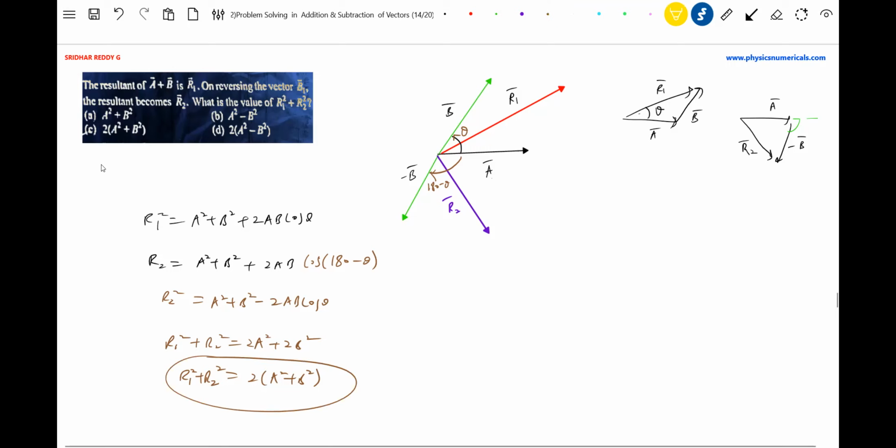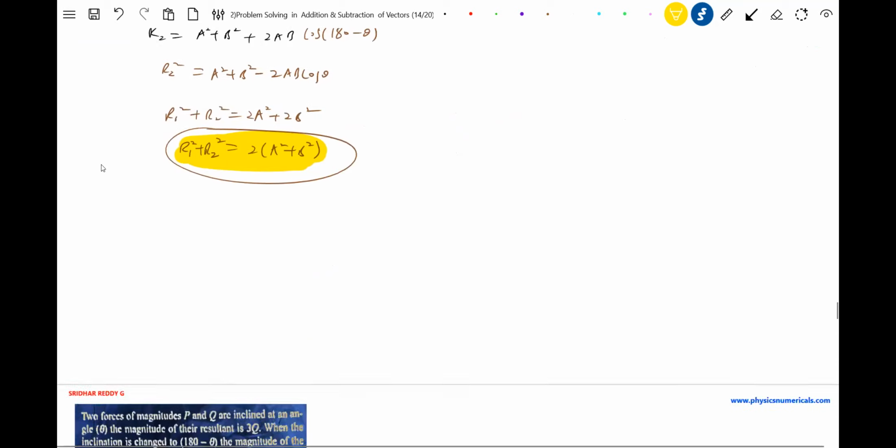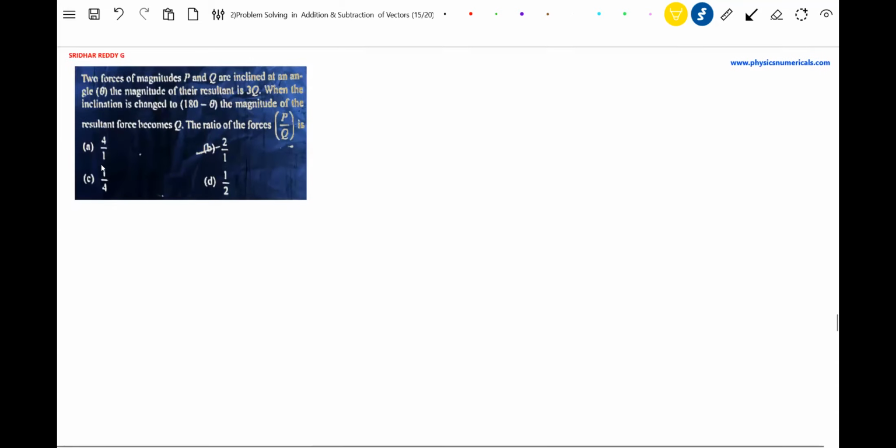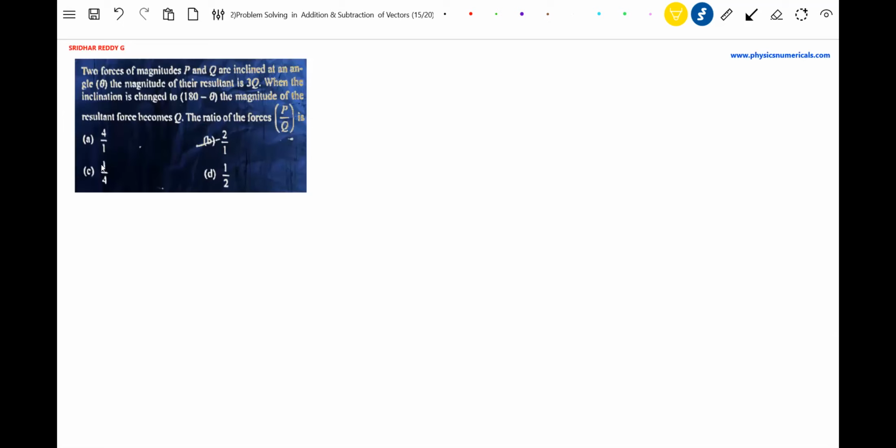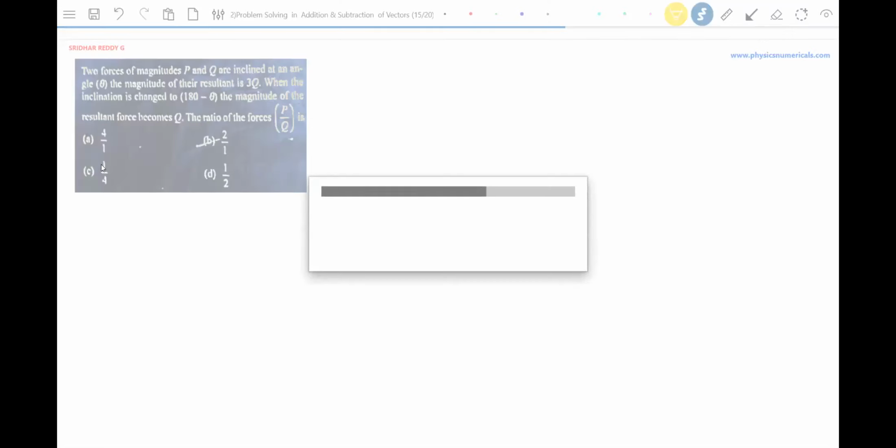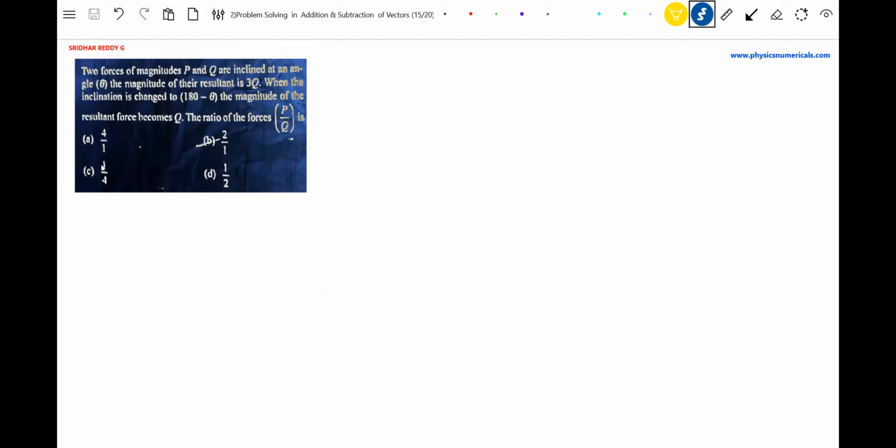I think some simple mathematics, nothing to do. I'll read this question. Two forces of magnitude P and Q are inclined at an angle theta. The magnitude of the resultant is 3Q. When the inclination changes to 180 minus theta, the magnitude of the resultant becomes Q. Find the ratio of forces P by Q.